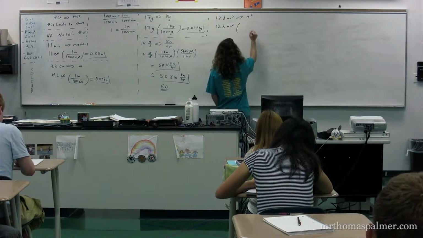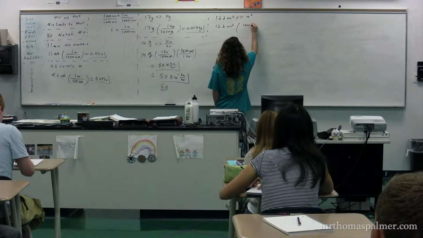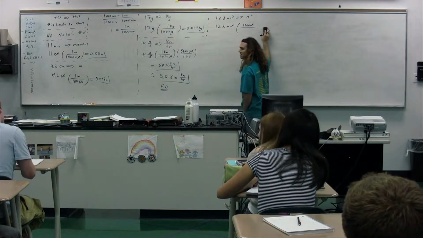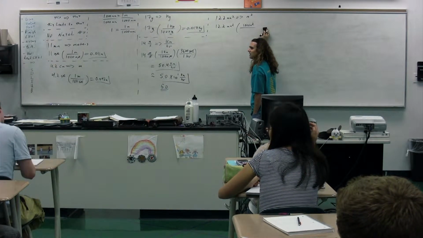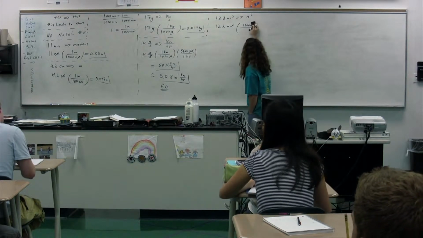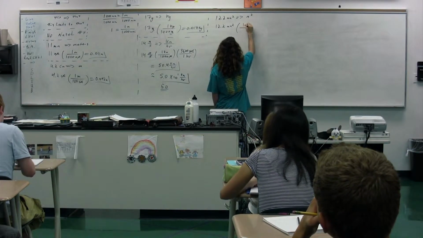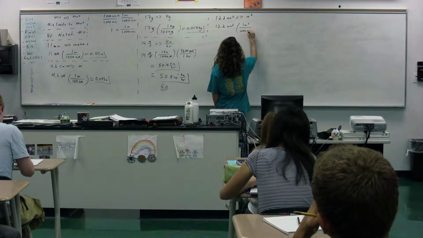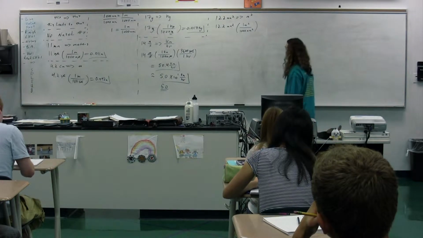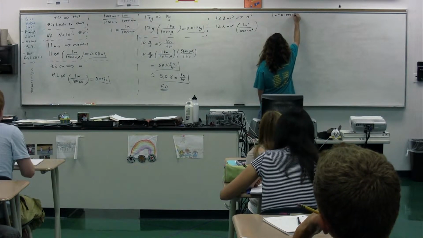Times 1,000 meters squared over one, sorry, might be. Did you just say might be? Yeah, my problem. I was wrong. No, I got it. Okay, sorry. So that should be 1 meter squared over 1,000 millimeters squared. In other words, 1 meter squared equals 1,000 millimeters squared.